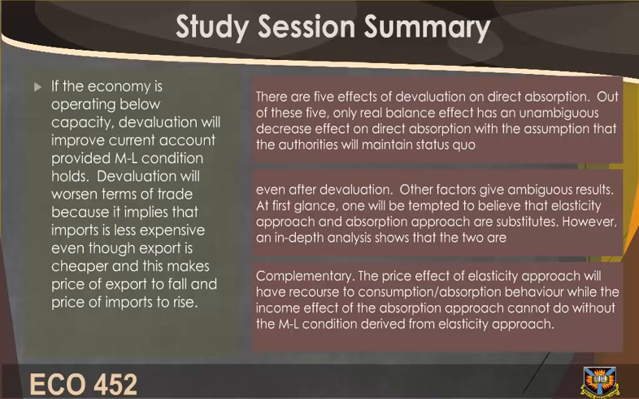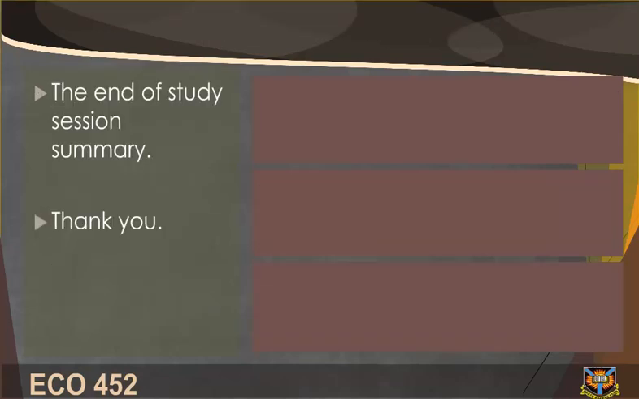The price effect of the elasticity approach will have recourse to consumption-absorption behavior, while the income effect of the absorption approach cannot do without the ML condition derived from the elasticity approach. This is the end of study section 7. Thanks for listening.